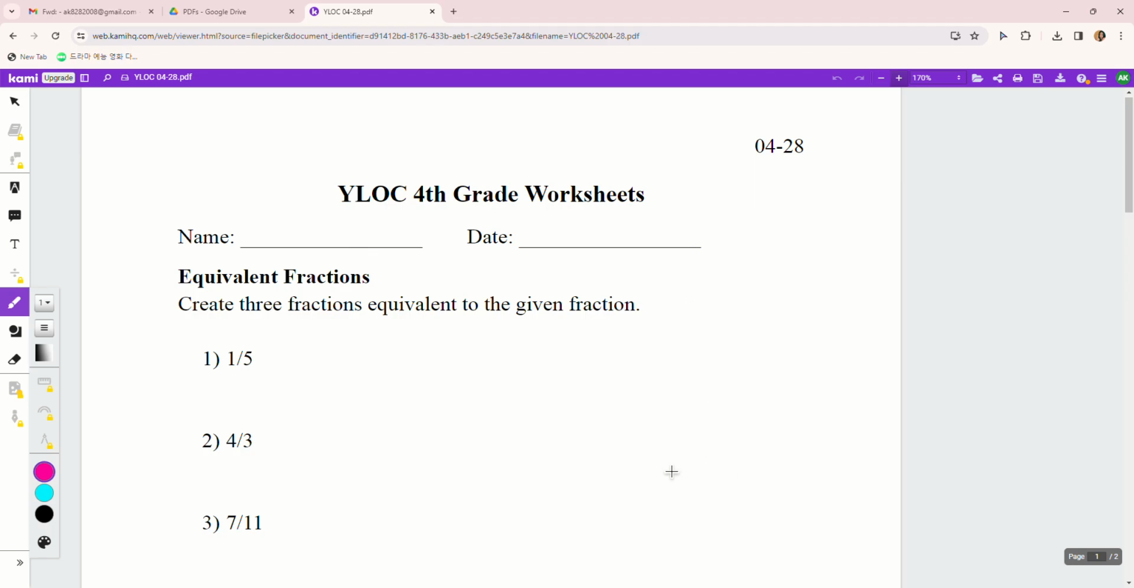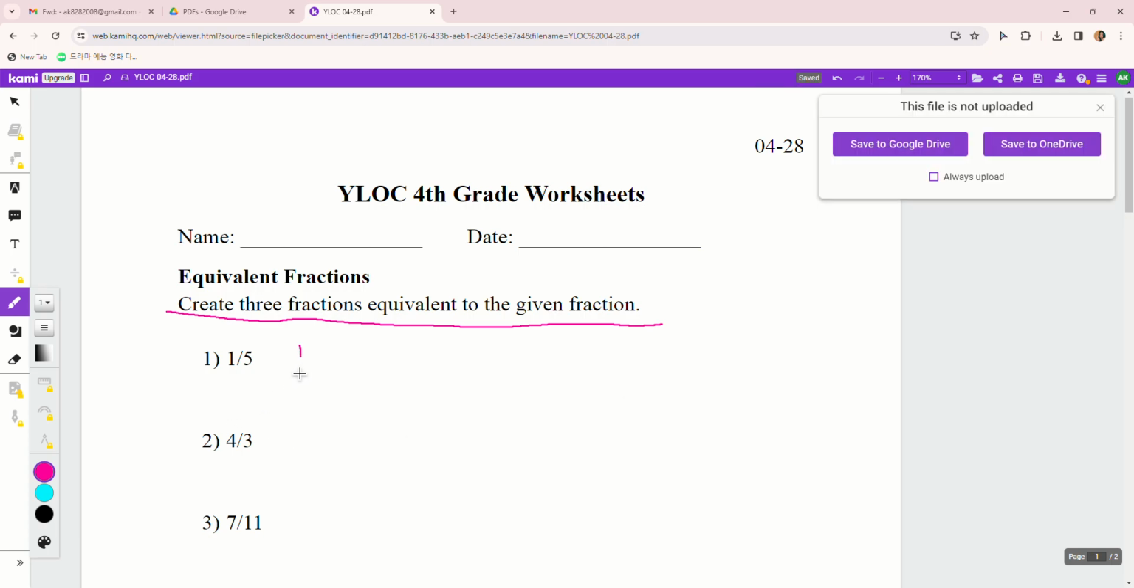So for number 1, it says create 3 fractions equivalent to the given fraction. So 1/5 could also be equivalent to, if you multiply the top and the bottom by 2, that gives you 2/10. So it's also equivalent to 2/10.